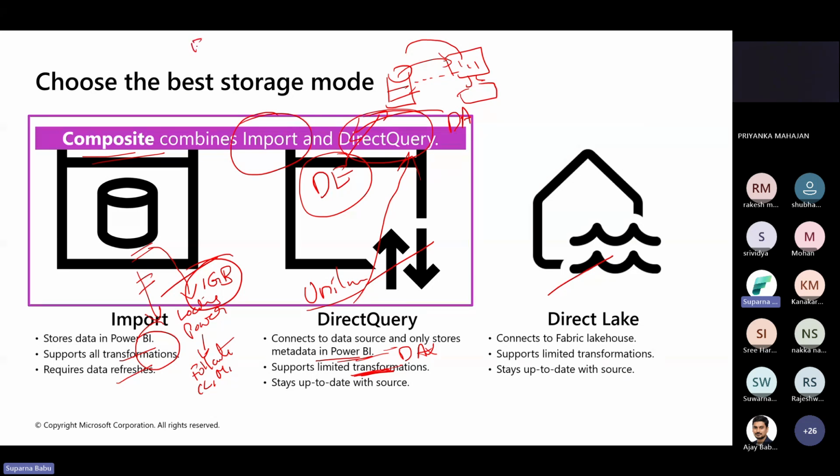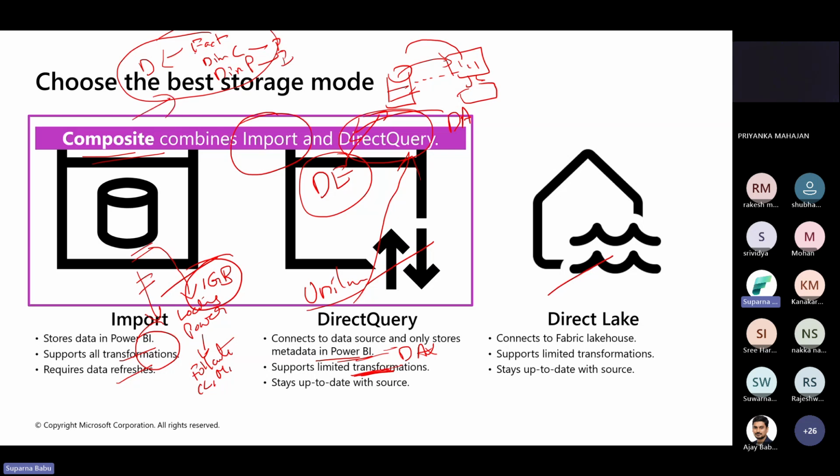Let's say I have a fact table and one dimension table. Let's say this is country, then this is dimension product. So what I will do, I'll keep these two in import mode, and I'll bring this one in direct query mode. Now this semantic model, I'll call it a composite model.